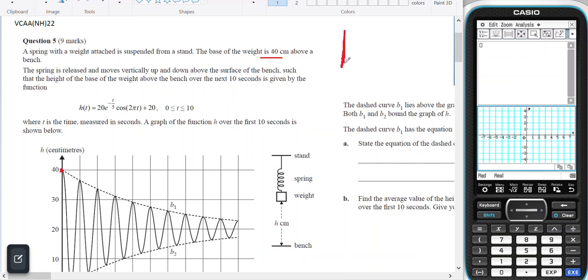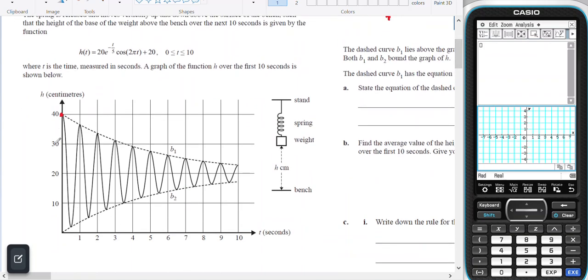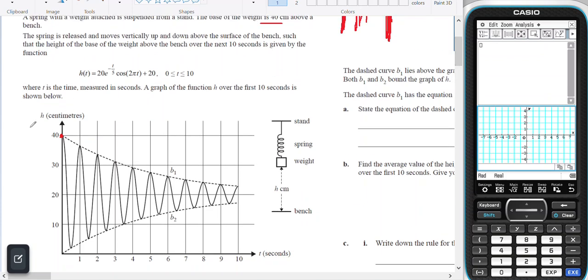The spring is released and moves vertically up and down. So it's moving up and down like this, but obviously it will move less and less as it's released. If we graph its height against time, we get this shape. So that's the rule for h, the height against time, and this is an exponential times a cos graph plus 20. So here's the middle, which is 20, going up and down, up and down.